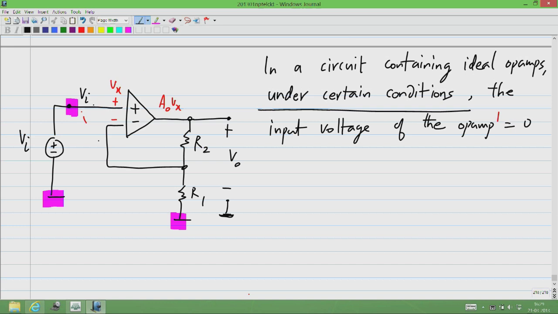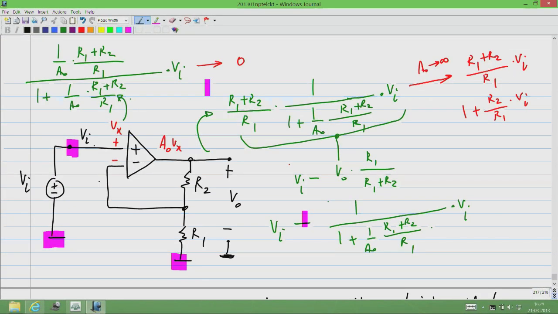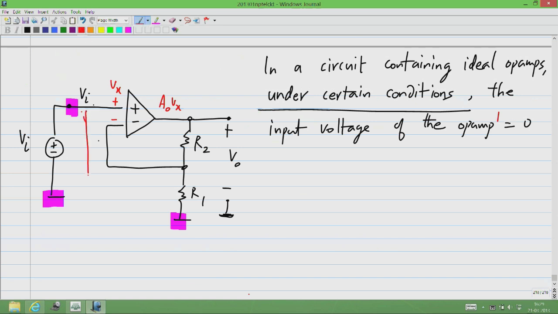So this business of Vx being equal to zero is known as a virtual short circuit. If you have a short circuit between two points, the voltage between them will be zero, and any current can flow through the short circuit. In this case, it is slightly different. It is a virtual short circuit. The voltage between these two points will be zero, but no current will flow between them. No current will go into the op amp and then come back to this wire. So that's why this is known as a virtual short circuit.